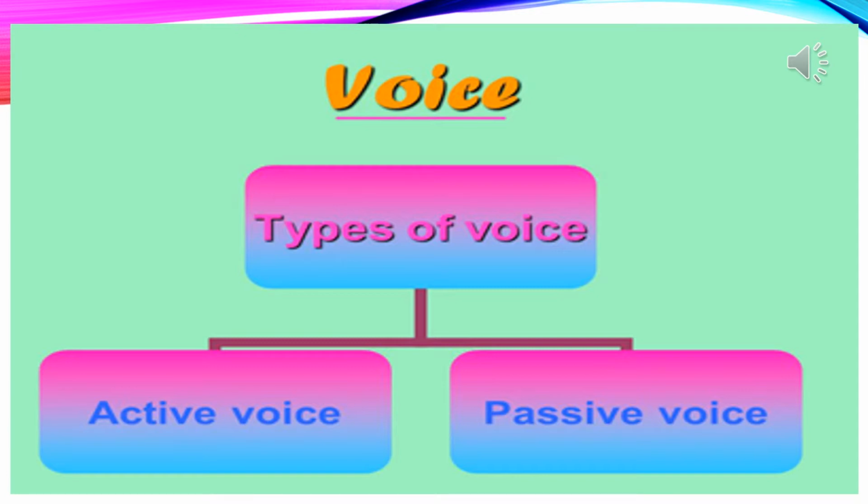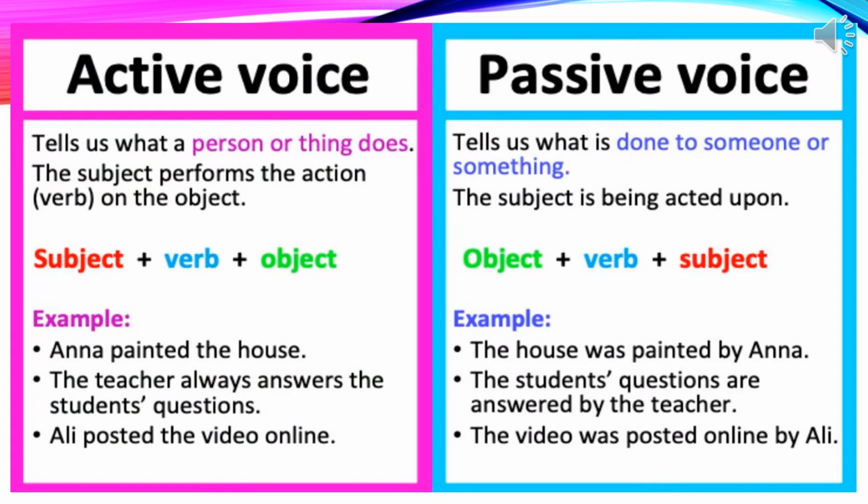Today, we are going to discuss in detail about active voice and passive voice and the changes of sentences from active to passive as well as passive to active. What is active voice? Active voice tells us what a person or thing does. Here, the subject performs the action on the object. Or we can say that in active voice, the subject is actively participating in the action or performing the action.